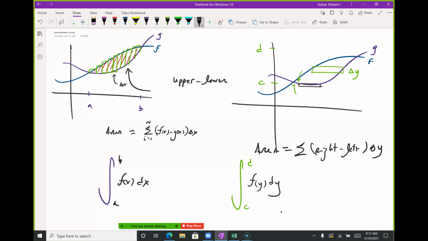So this theme of upper minus lower is going to happen several times, or right minus left, in order to keep things positive. In order to figure out which way I'm oriented. Am I differentiating in terms of x's, or am I differentiating in terms of y's? Okay.